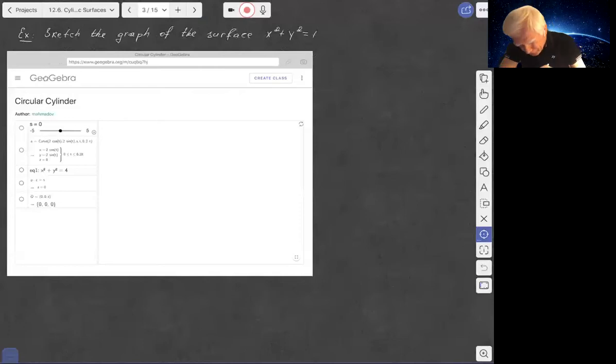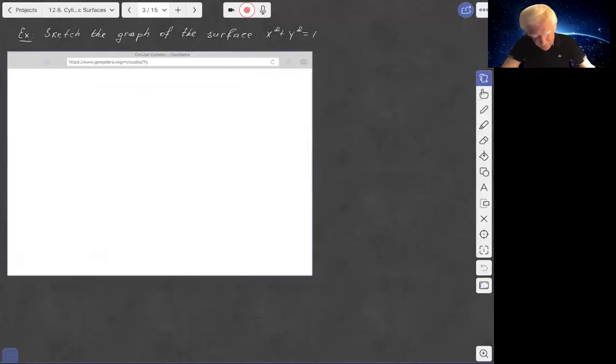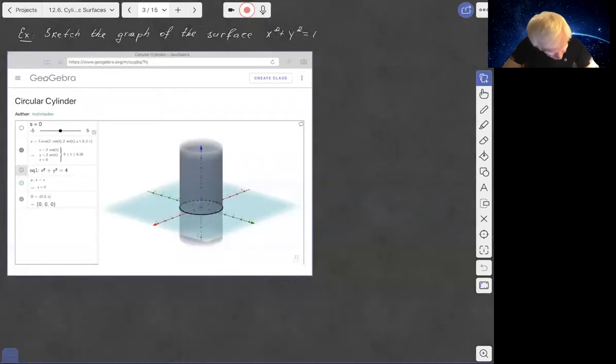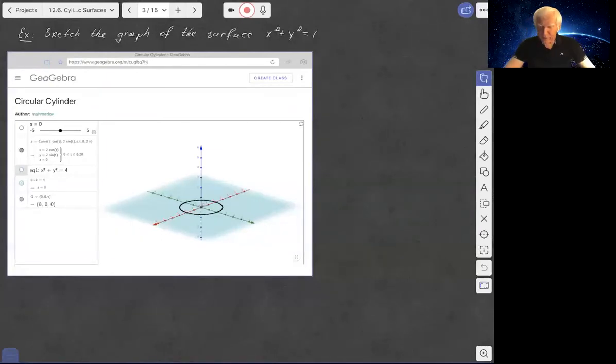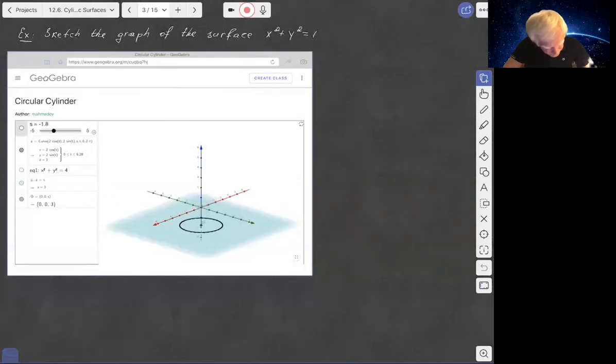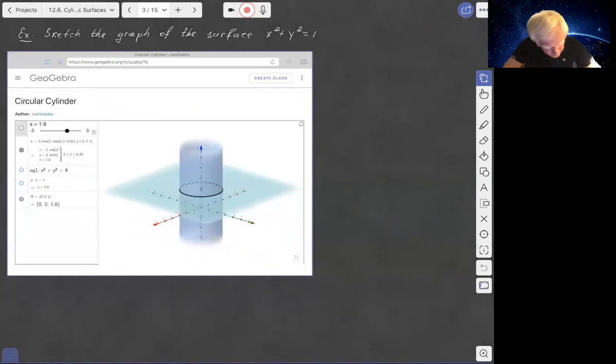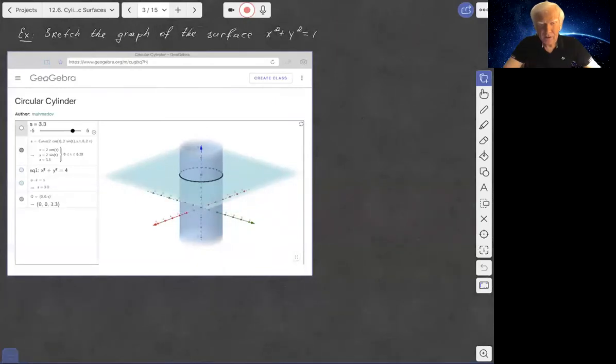So let's look at this. Here's the circle on the xy plane. Now we're shifting up or down, and we get different circles on different planes, but all of them put together give you this cylinder. And now look at that. Every plane crossing that cylinder gives you a circle.